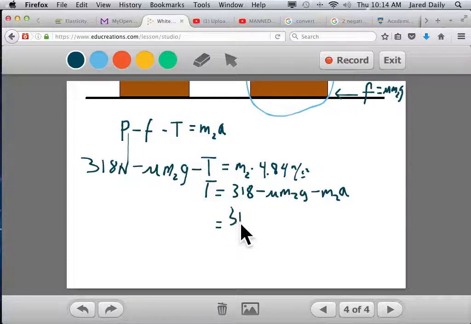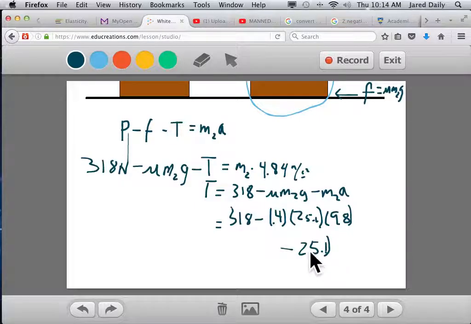318 minus mu, which is 0.4, times mass 2, which is 25.1, times gravity, which is 9.8. Goodness, it's hard to write with a mouse. Minus mass 2, which is 25.1, times acceleration, which was 4.84 meters per second.